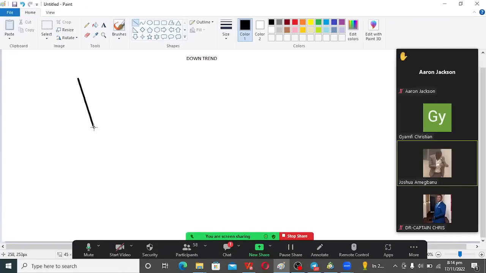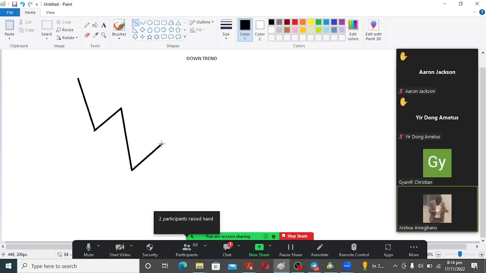Okay, so if I understand you, you are saying that if price is forming lower lows, it means that we are in a downtrend. So I'm drawing what you just explained. If I'm not getting it, kindly let me know. Is that what you mean by a downtrend? If market is forming lower lows.